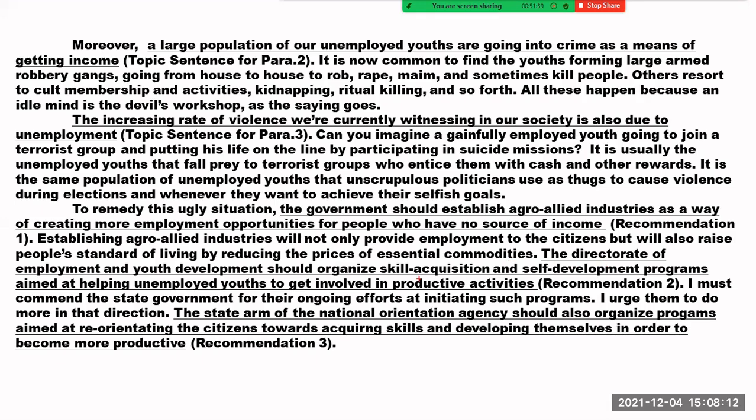The Directorate of Employment and Youth Development should organize skill acquisition and self-development programs aimed at helping unemployed youths to get involved in productive activities. This is your second recommendation. Then you want to say something to support this point you have raised. Then you have noticed that your state government is already doing something there. So you comment, you say, I must commend the state government for their ongoing efforts at initiating such programs.